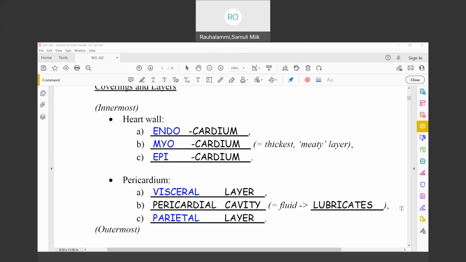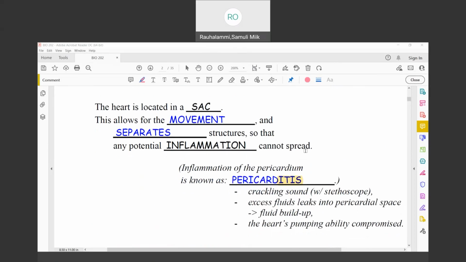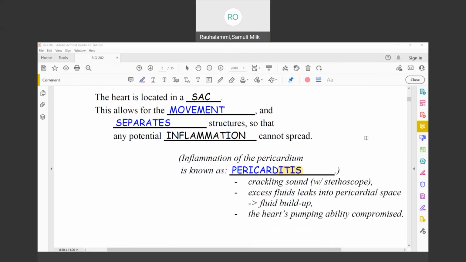So looking at the layers of the pericardium, again, working our way from the most inner one to the most outer one, we're going to see visceral and parietal layers. Between these two, there's going to be the pericardial cavity. You remember there was a small amount of fluid, and the purpose of this fluid was to facilitate the smooth sliding of these layers past each other, so to lubricate that. I think we've discussed the next section already in terms of the movement, separation of the structures, and making sure that any potential inflammation can't spread.